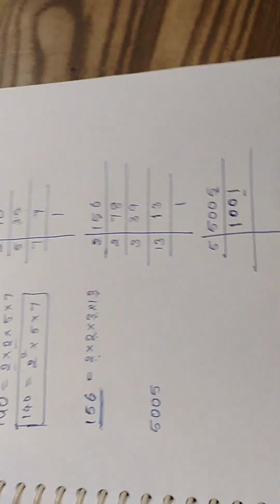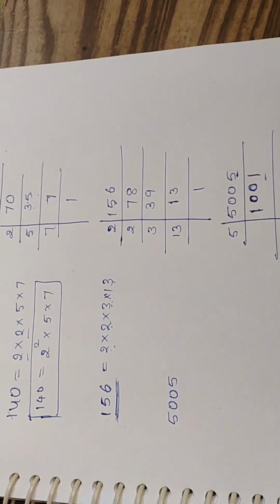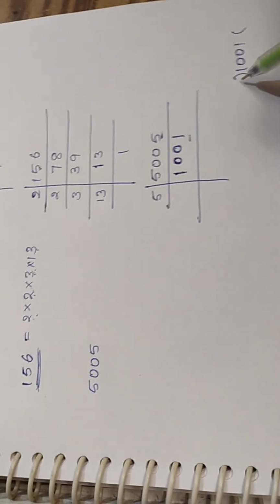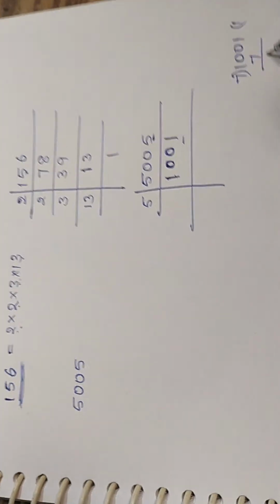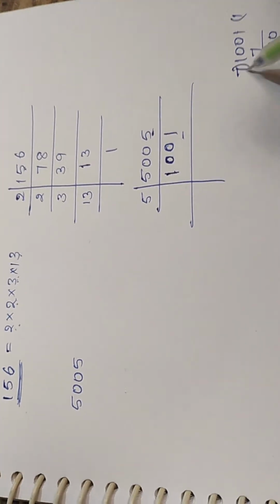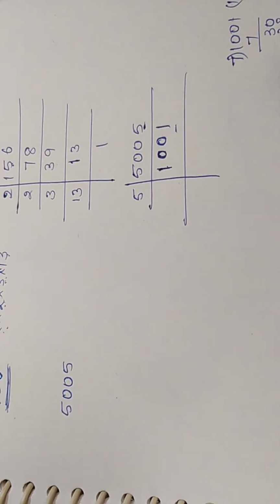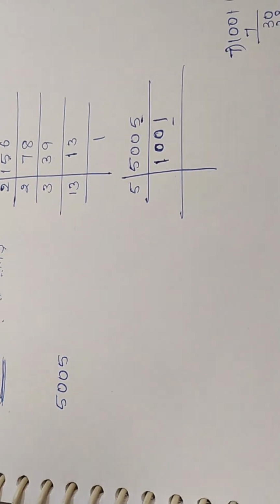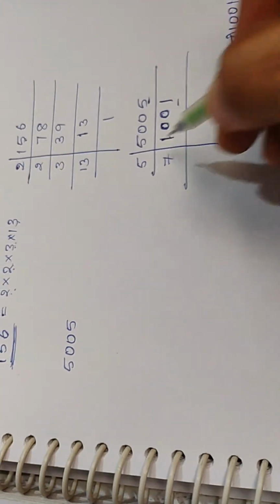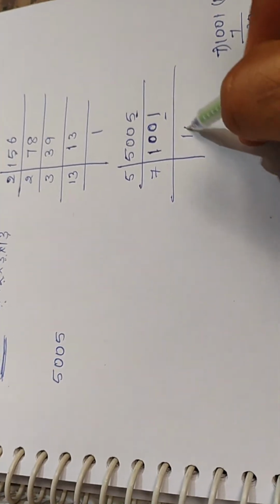Again next, 1001. They check with the 7 table. 7 1 the 7, here 30. 7 4 the 28. Again 2. 7 3 the 21. So 7 into 143.